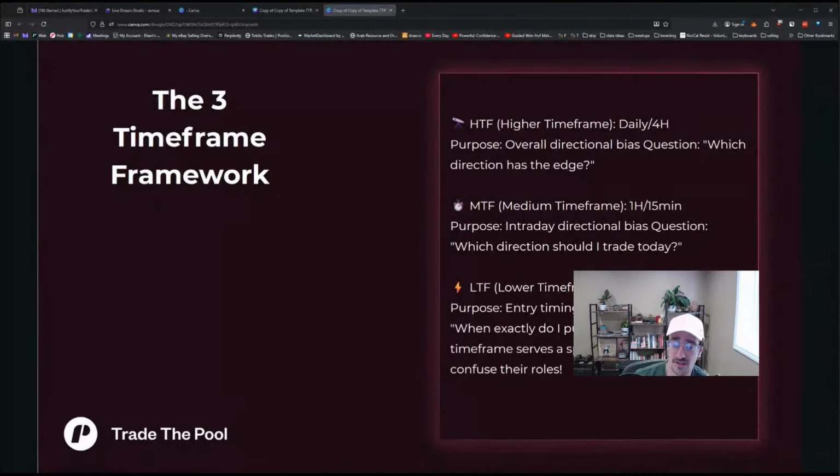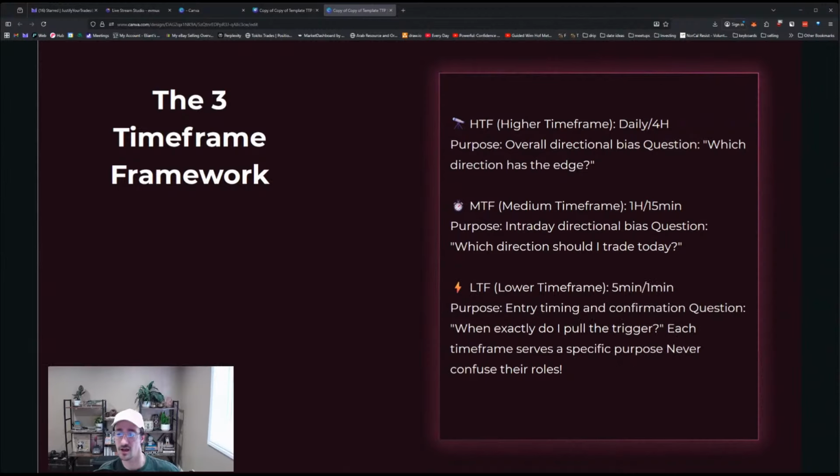So fractals. Let's talk about the three timeframe framework. We have the high time frame, the daily, and the 4-hour, and I'd throw the weekly in there as well. So these are essentially going to frame our setup.